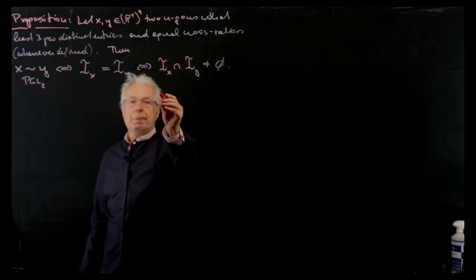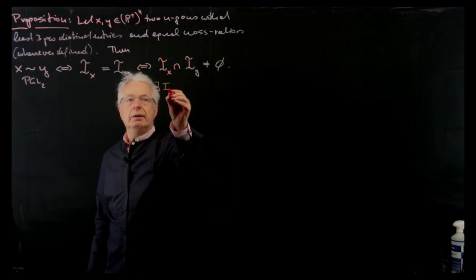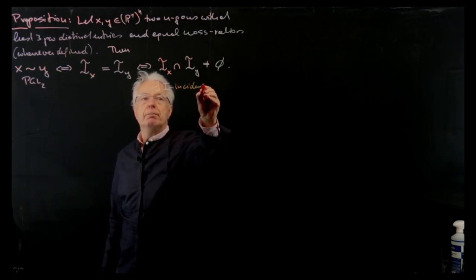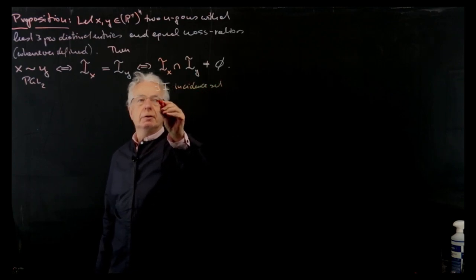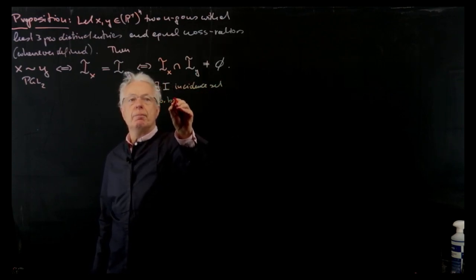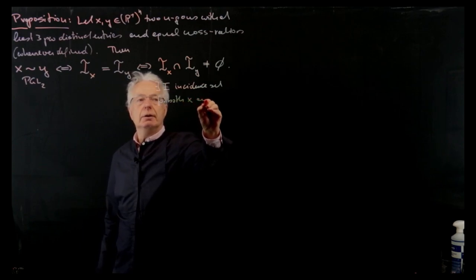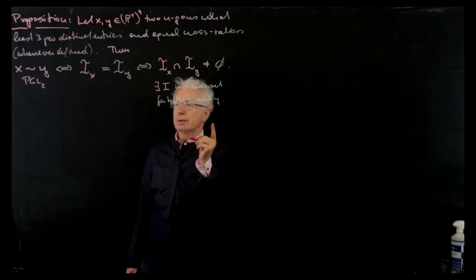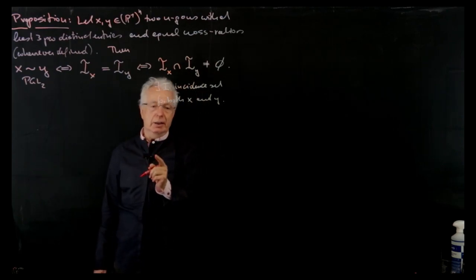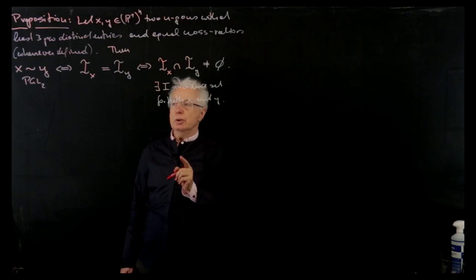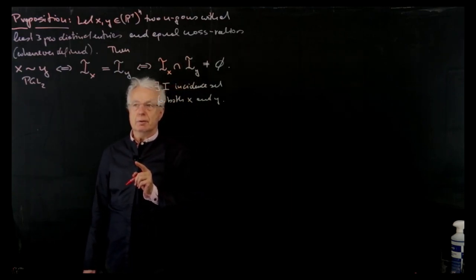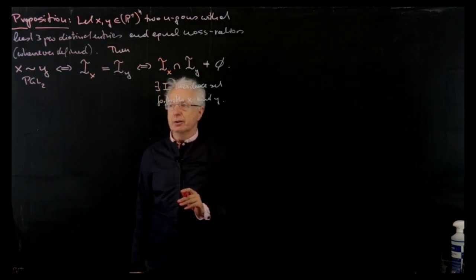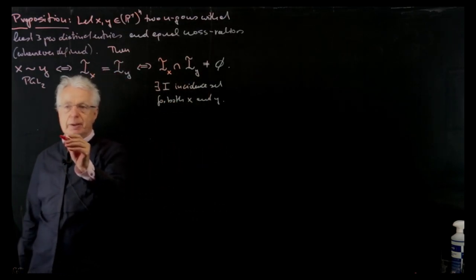So it means that there exists an incidence set I for both x and y. So if one incidence set coincides, then x and y are already PGL2 equivalent. Okay, and of course, then all incidence sets coincide.